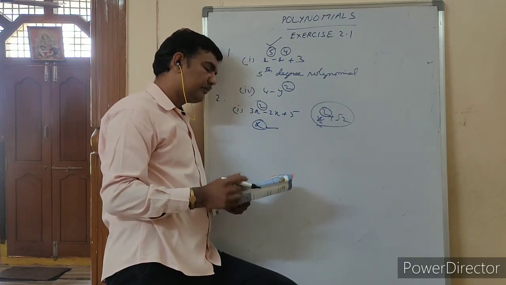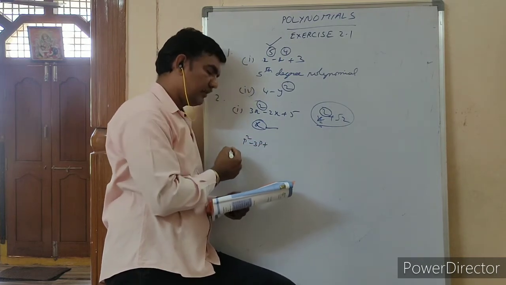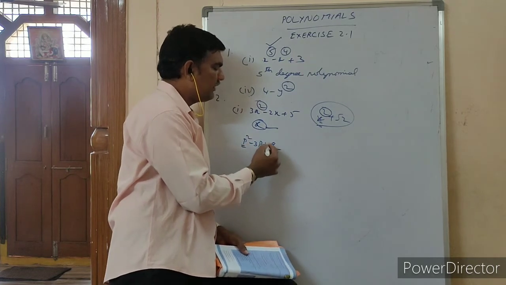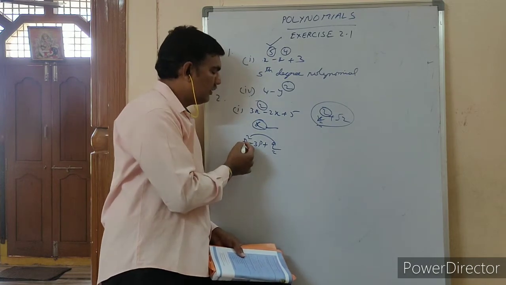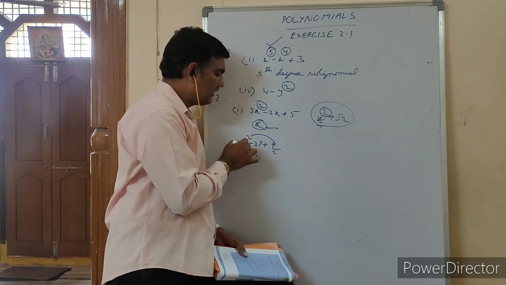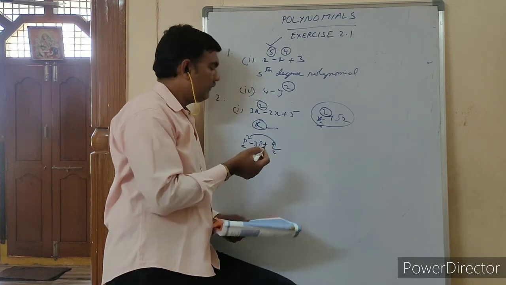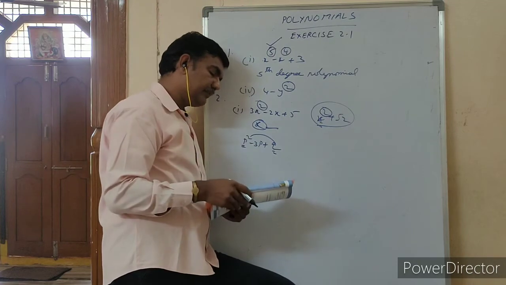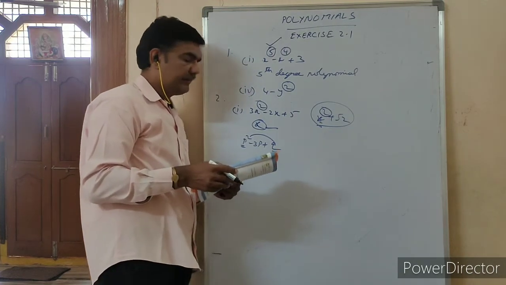Now p square minus 3p plus q. p is a variable, q is a variable. How many variables are there here? 2 variables are there. So if 2 variables are there, there is no need of saying its degree. Leave off.